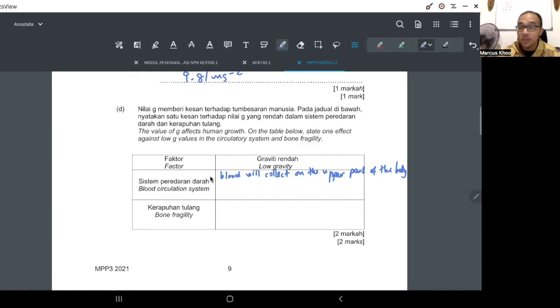Okay, this is one possible effect. I'm going to give you maybe 2 or 3. Another one is, I think it's called facial edema. I remember reading it in this one. So facial edema is actually a cause of too much fluid in your face.